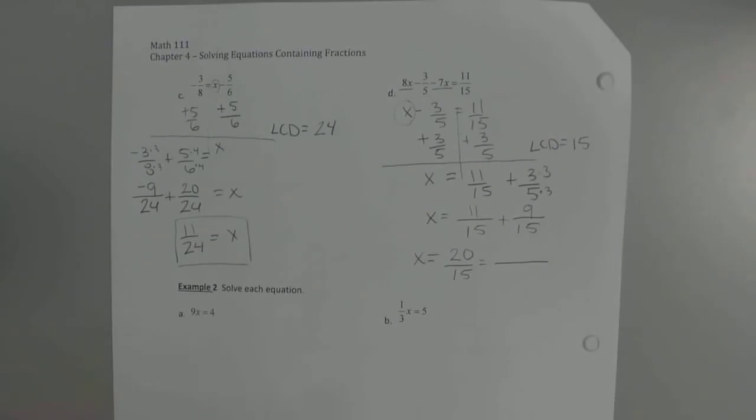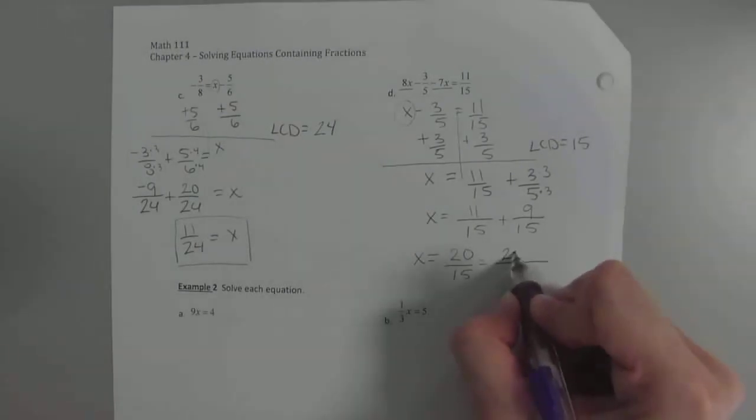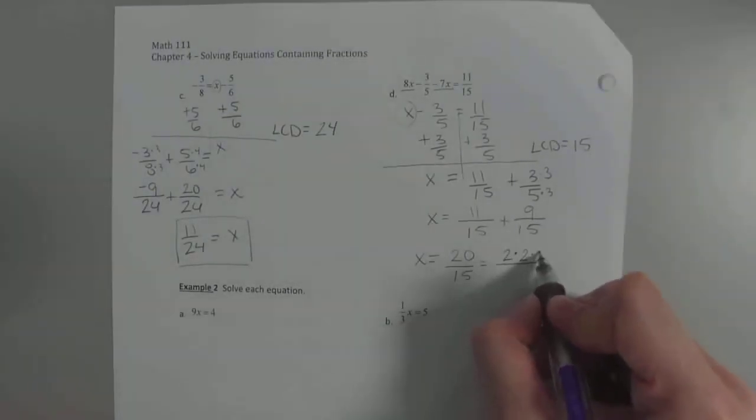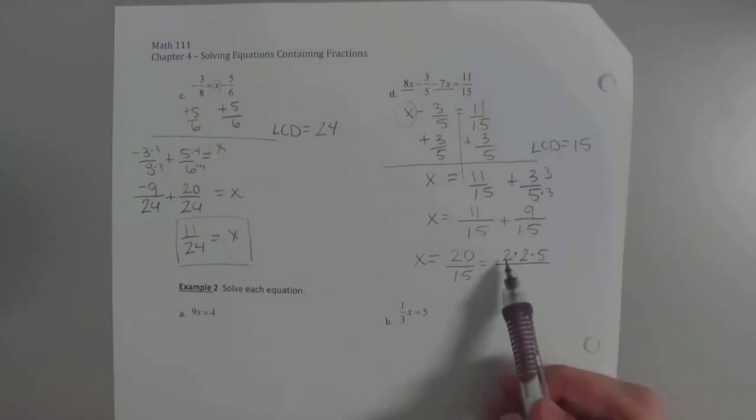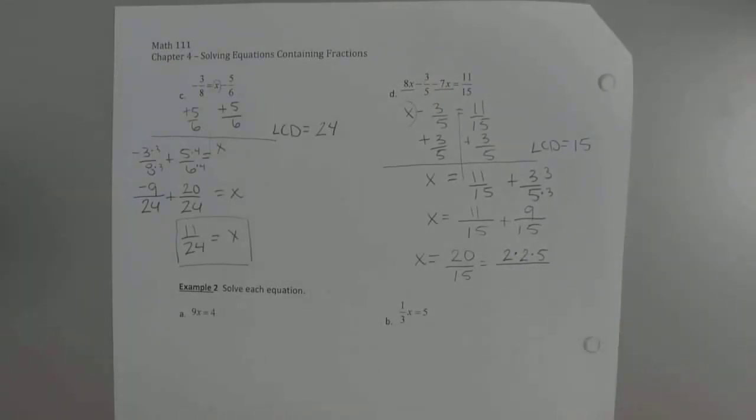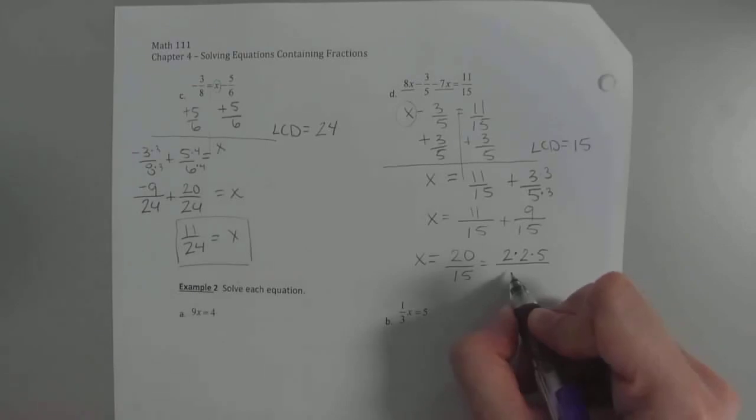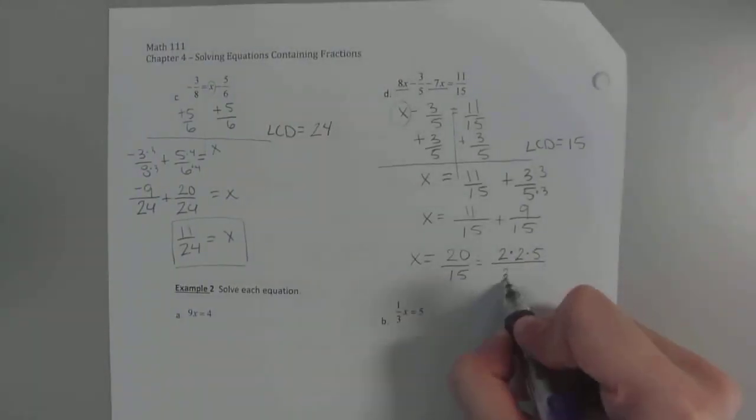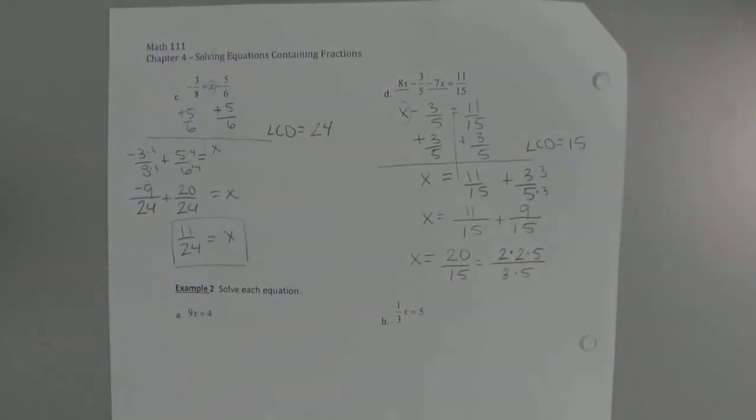But then you ask yourself, can it simplify? And it can. So I'm going to split it up. How does 20 split up? 2 and 10, right? But how does 10 split up? 2 and 5. So do you guys see 20 there? 2 times 10. And then how does 15 split up? Sorry, Bree, I'm like in your way. 3 and 5?